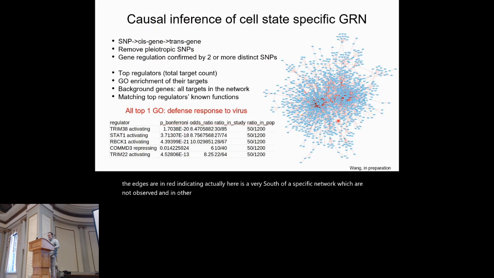And to understand this better, we look for the master regulators with the most number of targets and perform GO enrichment to see whether the GRN represents their actual function. I found this is indeed the case. The top GO enrichment is the defense response to the virus, from different master regulators, for those that are activating or those repressing other genes.